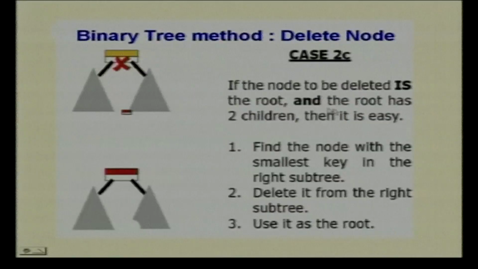Now, if the node to be deleted is the root and the root has 2 children, then find the node with the smallest key in the right subtree, and use that as the root. Replace that here. This is the third case. Let us now try to develop. I have explained the process for you.